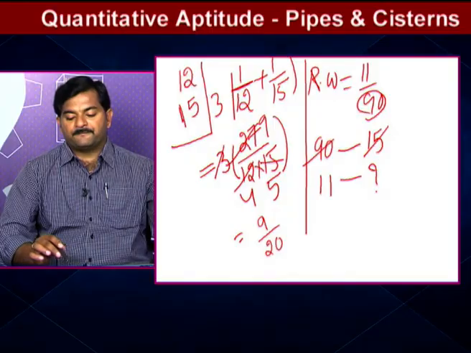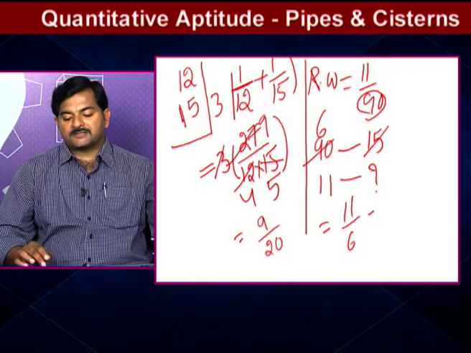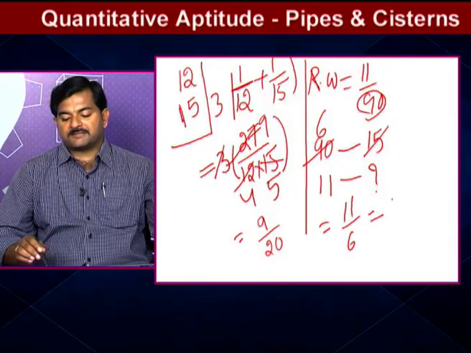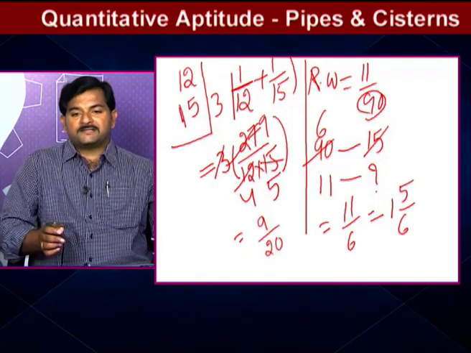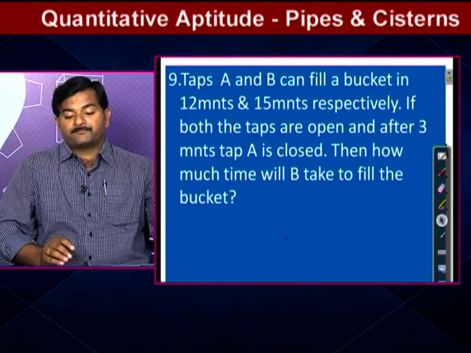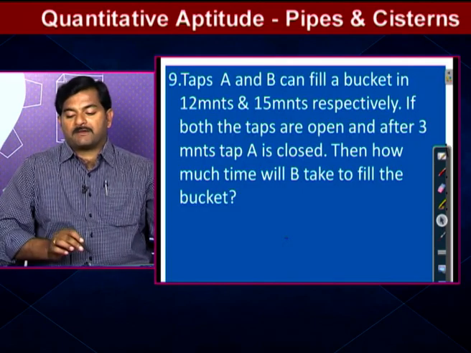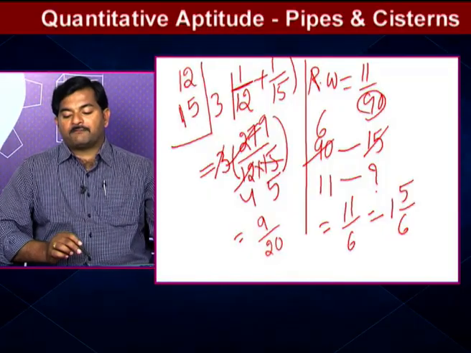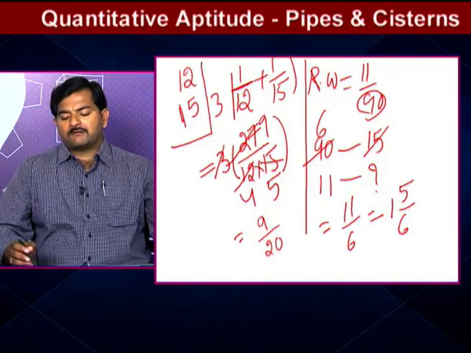Simplification: 15 ones are 15, six are. What I am getting is 11/6. 11/6 means after simplification 6 ones are 6, so 5 left. Converting into a mixed fraction, 1 5/6. Then how much time will B take to fill the bucket? So 1 5/6 hours we can say, or we can convert it into minutes also. 1 hour 50 minutes we can say. That is for the remaining work.